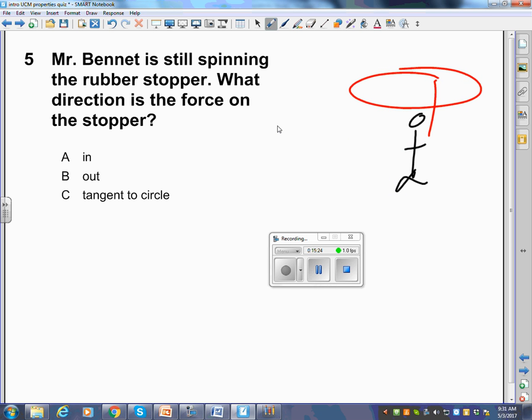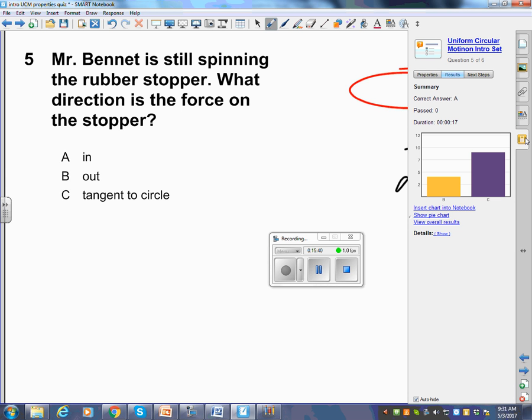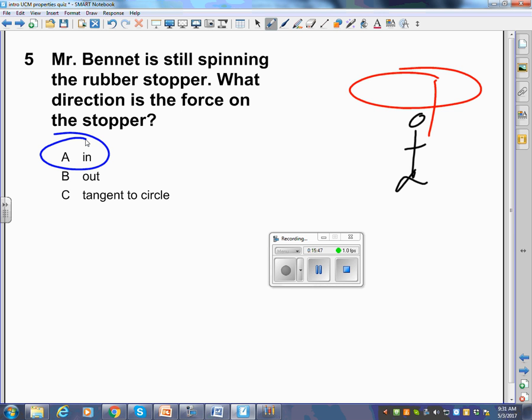What direction is the force on the stopper? Is the force inwards, towards the center of the circle? Is it outwards or tangent to the circle? What did you say? And the answer is A. Oh, not one person got it. A. The answer is A.